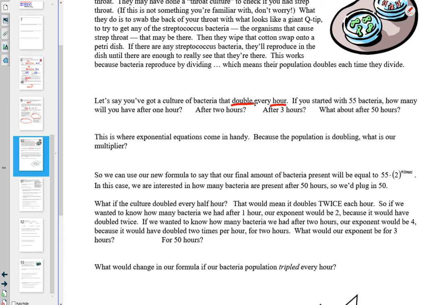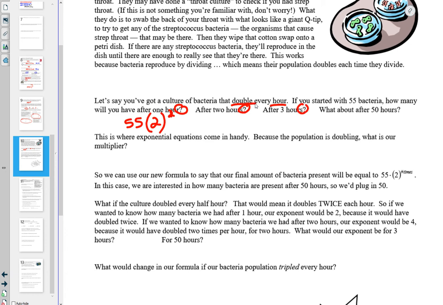So if you started with 55 bacteria, that's the original amount. We know that the growth factor they just finished telling us is 2, and it doubles every hour. How many hours are there in 1 hour? It's 1. Yeah, so for that person, you would just put a 1. How many hours are there in 2 hours? 2, yeah. How many hours are there in 3 hours? 3.